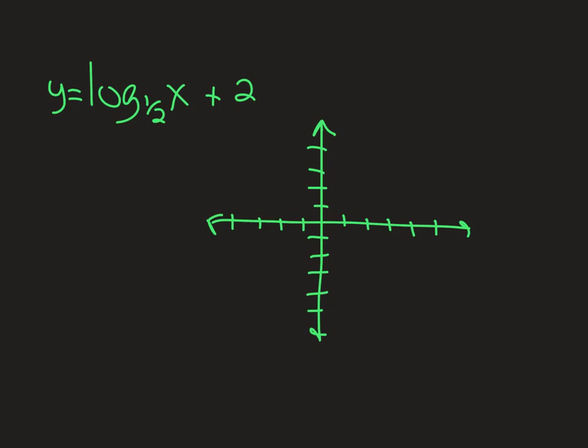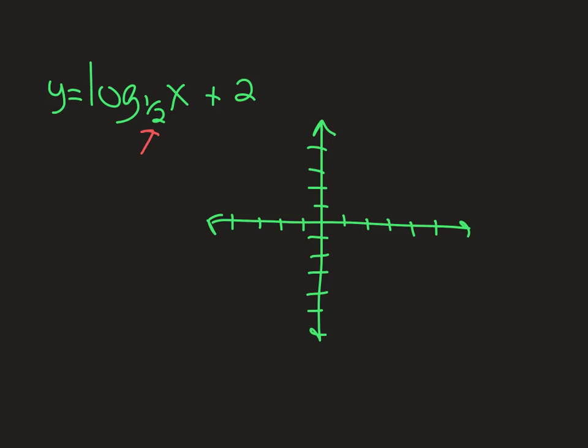What makes this different is the base. I haven't shown you one yet with a fraction base. Remember last week we had exponential growth and exponential decay. Same thing's true with logs. You can have log growth, which you've seen already, or you can have log decay. And this one, if there's a fraction less than 1 as your base, your graph is going to go down.